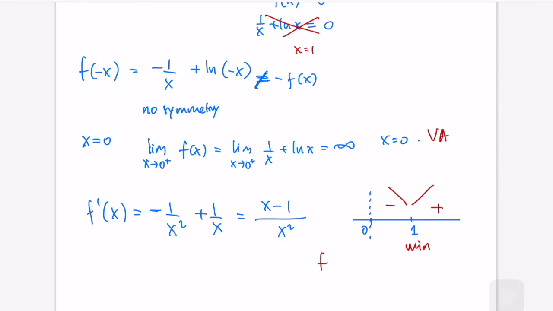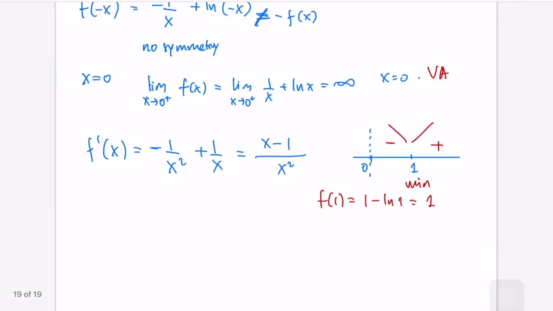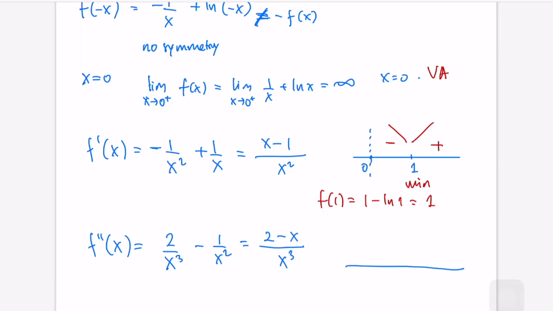We can check f(1), this will be 1, ln 1, this will be 1, right? Okay, the other thing we can check is the concavity. We can check this will be positive 2 over x cubed and minus 1 over x squared. And again, we can have this 2 minus x. Yeah, 2 minus x. Okay, so 2 will be probably the inflection point.